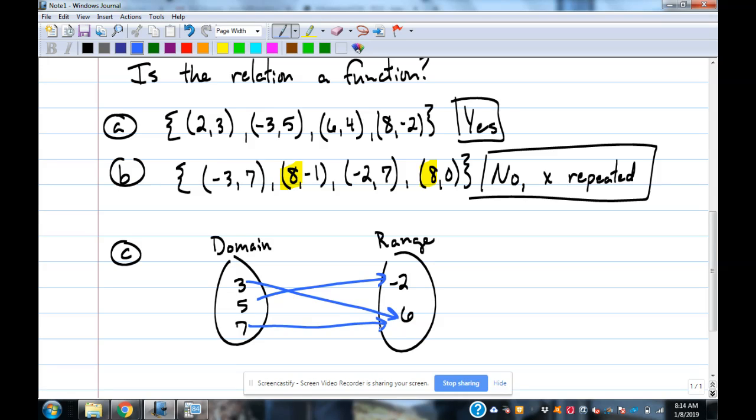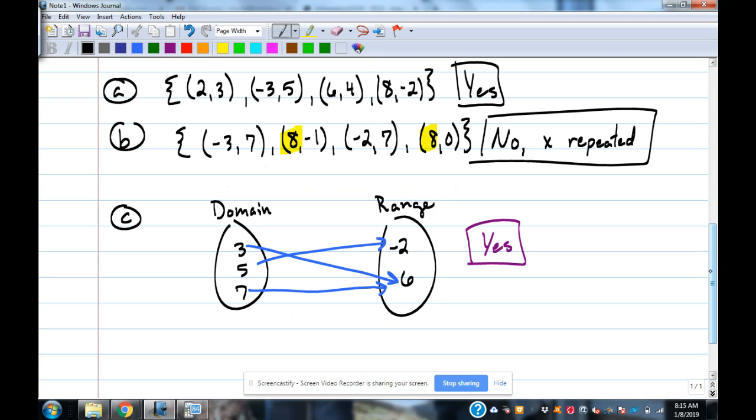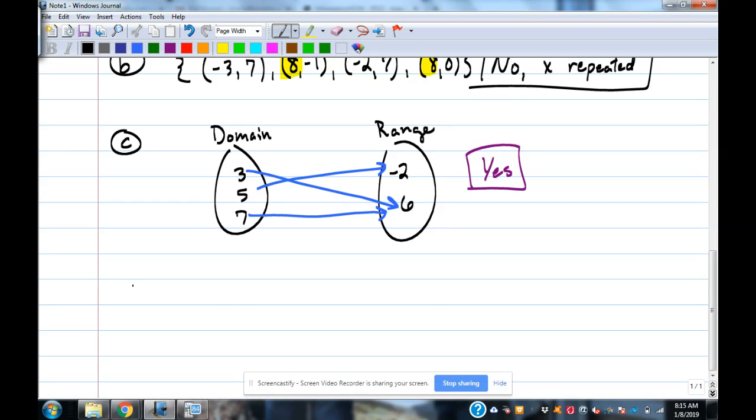So the ordered pair that comes from this is 3, 6. This is the ordered pair 5, -2. This is the ordered pair 7, 6. So is this a function? Yes, because it does not repeat what? X values. It does repeat a Y value, but that's okay. That's not a problem. We're testing whether or not something is a function.